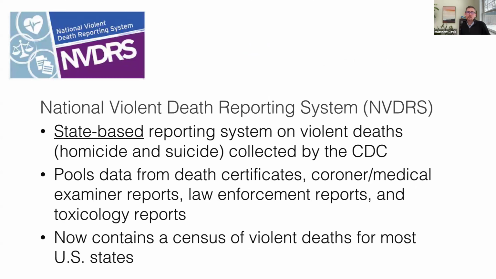And we came across the National Violent Death Reporting System. It's a state level reporting system of violent deaths. By definition, violent deaths are homicide or suicide, collected by the CDC. It's an interesting source of data because they're collecting information from death certificates, medical exam reports, law enforcement reports, which seems really novel, and for those individuals who had a toxicology report, toxicology data as well. And currently, most states are now participating in this.